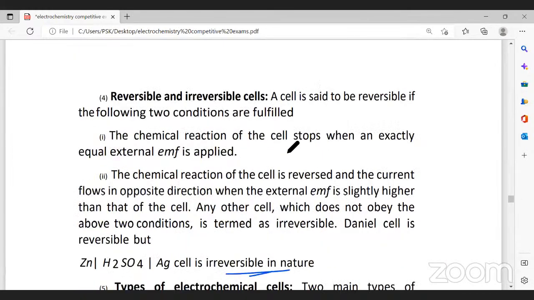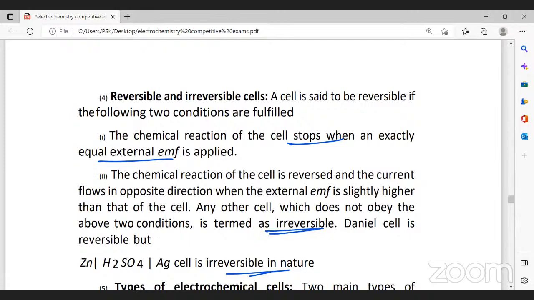The external reaction of the cell stops when exactly equal external EMF is applied. The chemical reaction of the cell is reversed and current flows in the opposite direction when the EMF is slightly higher than that of the cell. Any other cell which does not obey these two conditions is termed an irreversible cell.